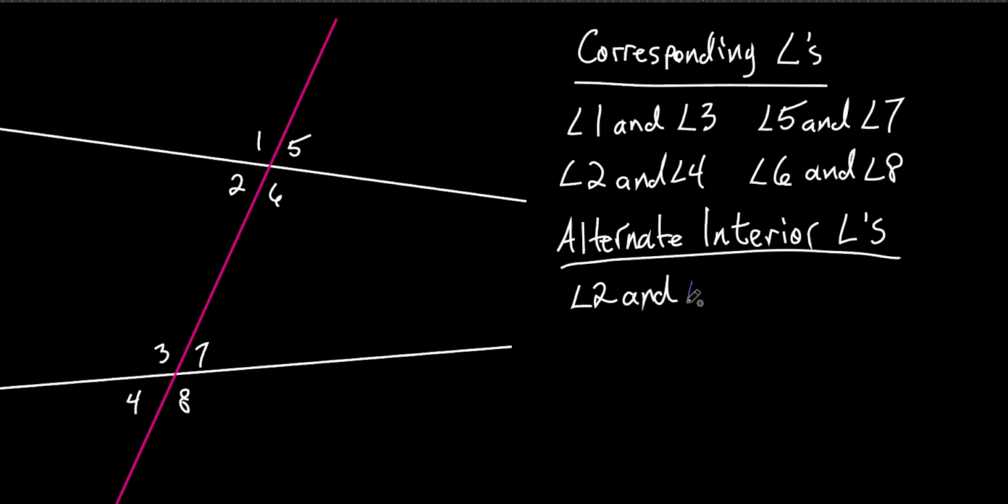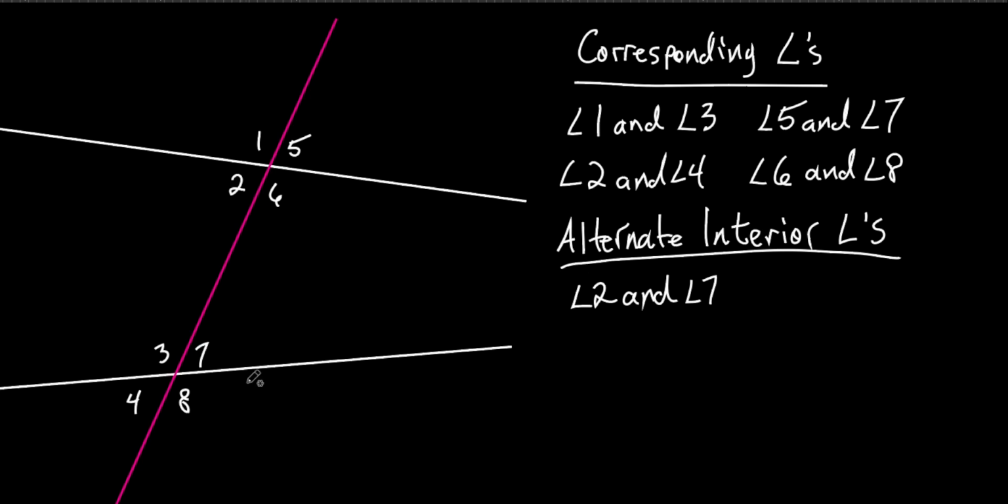Angle 7. Angle 2 and angle 7, they would be alternate interior angles. See, one's on one side of the transversal, the other one's on the other side of the transversal. One's up here at the top left, the other one is here down the bottom right. Okay? See, they're alternate, they're completely opposite. That's kind of what it means. Make sense? All right.